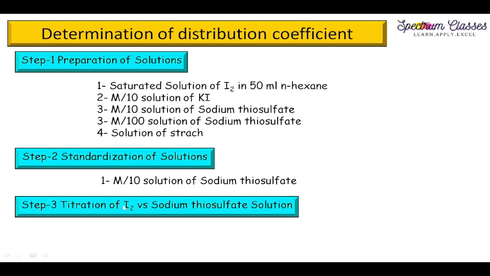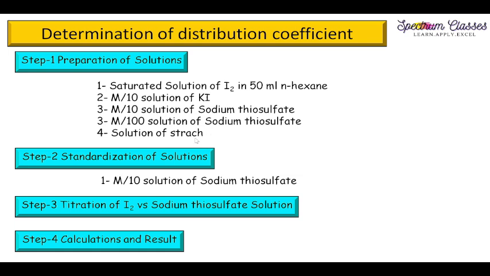The third step is titration of iodine versus sodium thiosulfate. The iodine which distributes itself in the aqueous and organic layers, we separate them out and then titrate against sodium thiosulfate. M/10 sodium thiosulfate is used to titrate the organic layer, and M/100 sodium thiosulfate is used to titrate the aqueous layer, and starch solution is used as an indicator. In the last we do the calculation part and discuss the results.